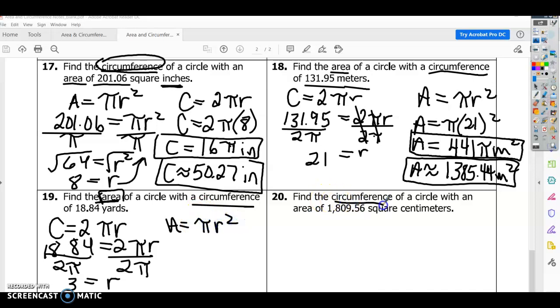For this one, it says find the circumference with an area. So you're going to start with area. And you're going to plug in the 1809.56. And you're going to solve for r and then plug that back in to find the circumference.